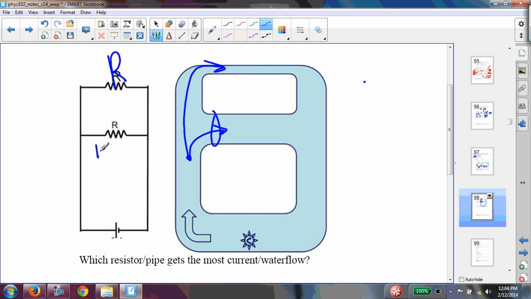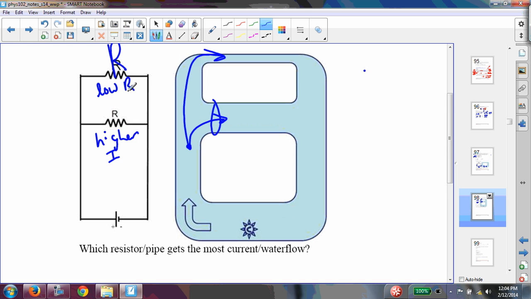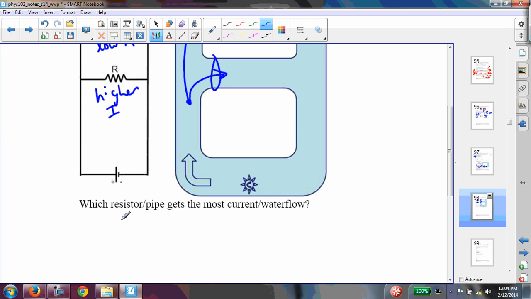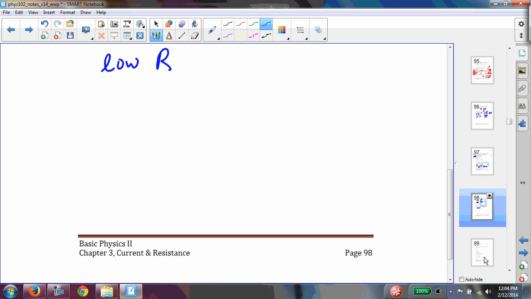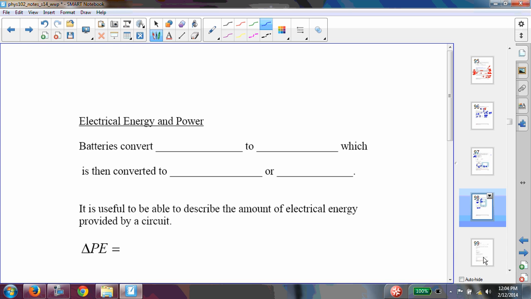So I will have a higher current here than I do up here. Up here I have a lower current because that has a greater resistance. Right? So the pipe or the resistor that gets the most current or water flow is the one with low resistance. And we'll see that come up in the next chapter when we deal with the resistors in parallel and series.